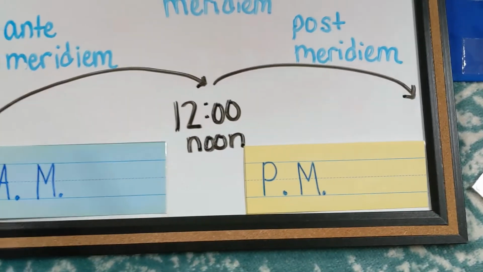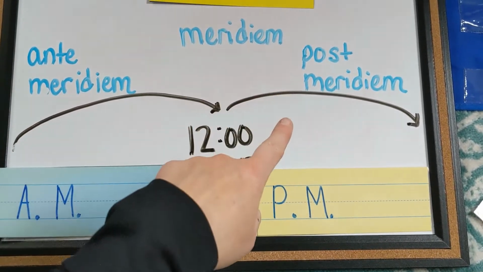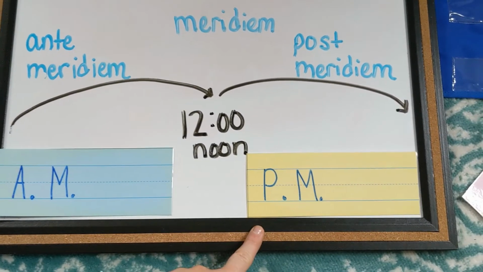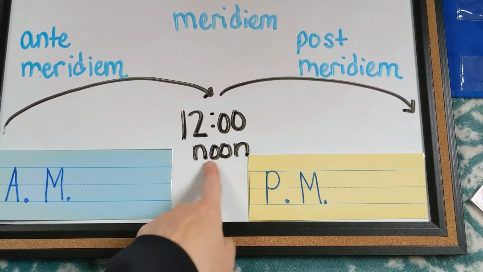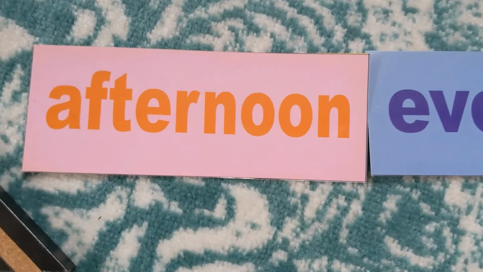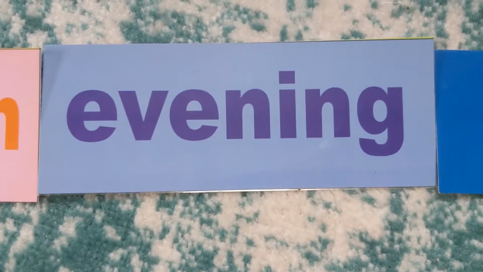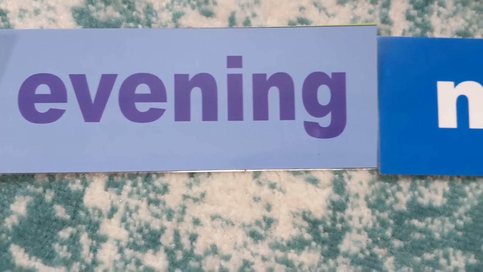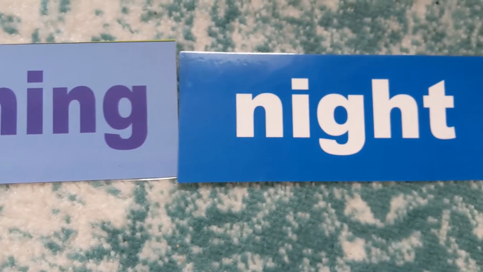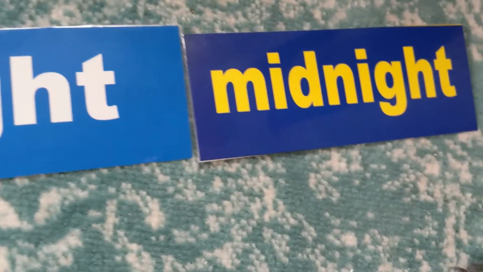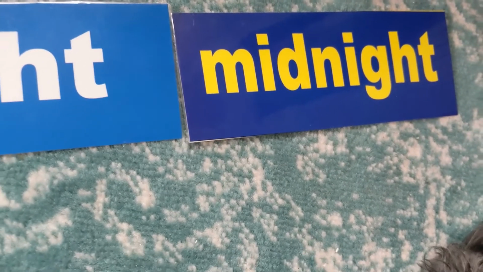How many people use the words ante-meridium and post-meridium when they talk about time? They just say AM or PM. And when we build from noon until midnight, there's different times of the day. We might call it the afternoon, a little bit later, around 4 o'clock, 5 o'clock, we call that the evening. Once the sun starts to go down and there's no more sunlight, we call that night. And then we have 12 o'clock, midnight.